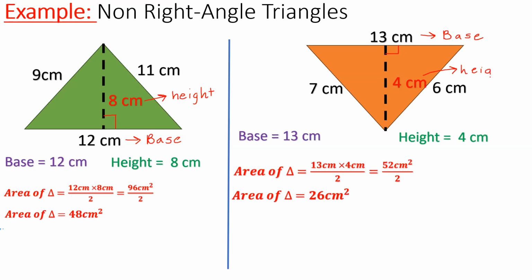Height is 4 centimeters. If it's not a right angle triangle, the height is always going to be the one in the middle, perpendicular to the base. So they'll give you what the height is. They gave us 4. So you just know that it's not going to be 7 or 6, it's going to be the one in the middle.